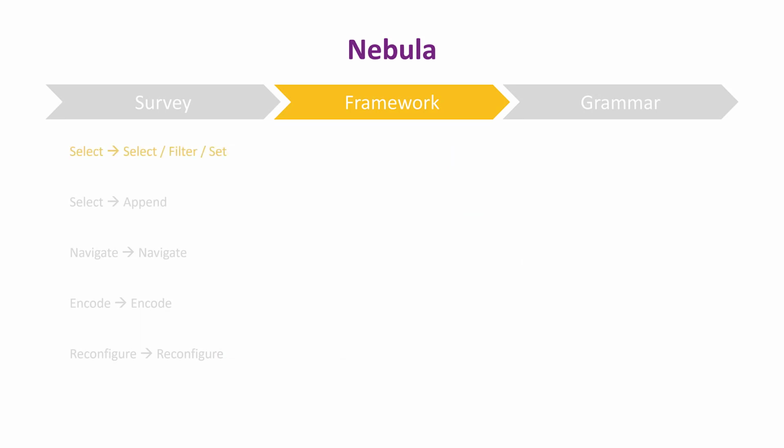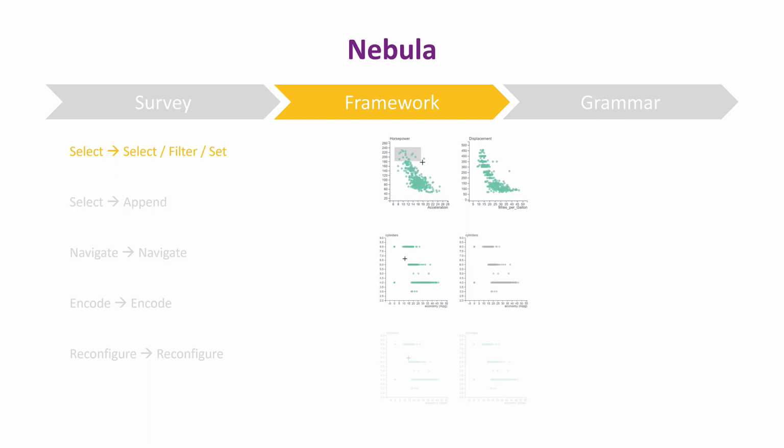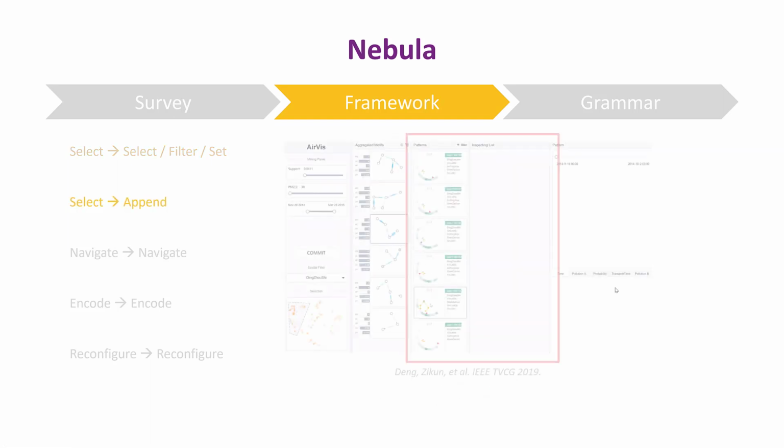The coordination select to select means that users select the data of interest, and the selected data will be highlighted in coordinated views. In comparison, select to filter means that the selected data will be filtered, and select to set will set the selected data as the dataset of the coordinated views. Select to append will append the selected data instead of overwriting the old for further exploration and comparison.